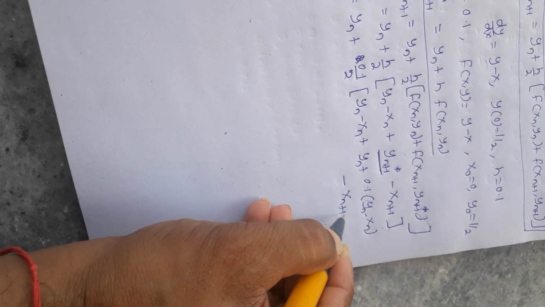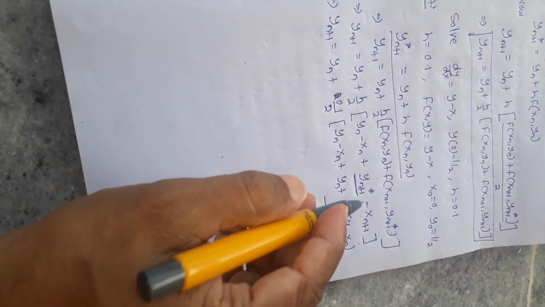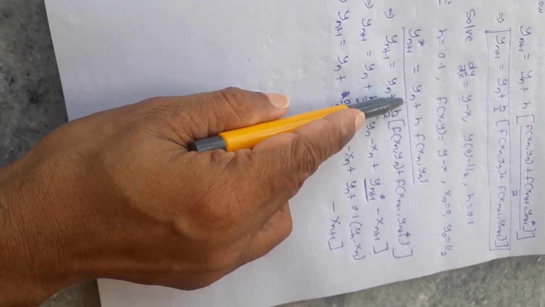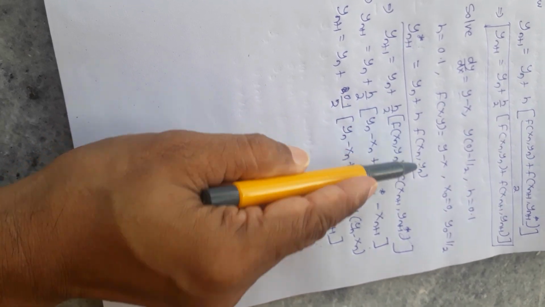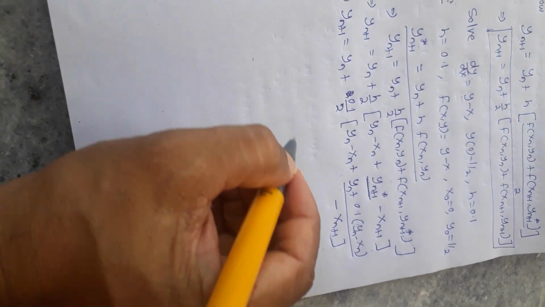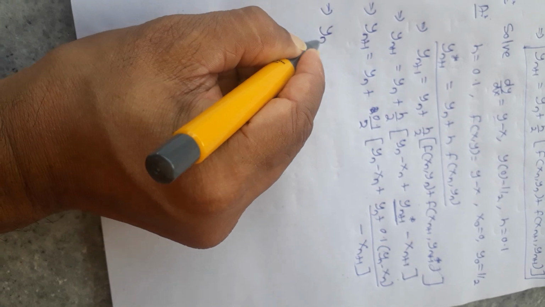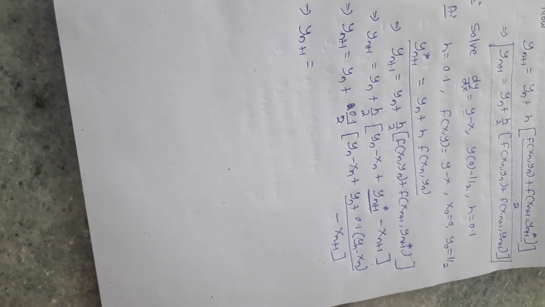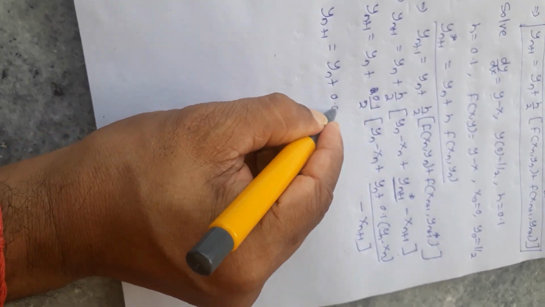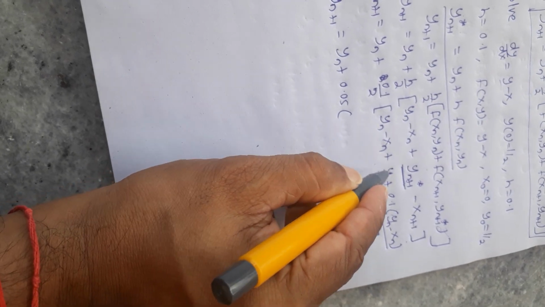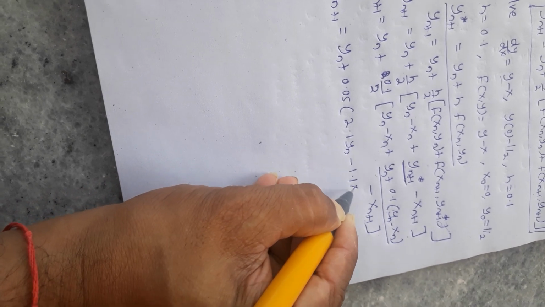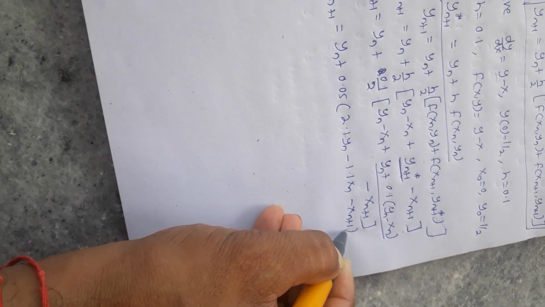minus xn plus 1. Okay, see it carefully, yn plus 1 star will be yn plus h of f of xn, yn. It is already written here. So minus xn plus 1. So this will be yn plus 1 equal to yn plus 0.1 by 2, means 0.05. So this calculation, here yn, so it will be 2.1 yn minus 1.1 xn minus xn plus 1.